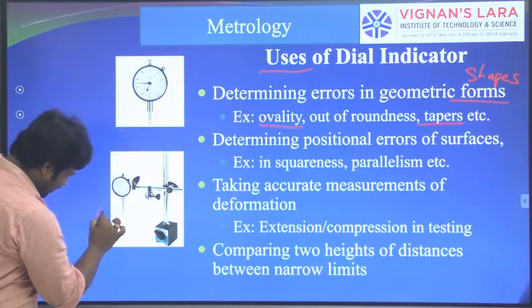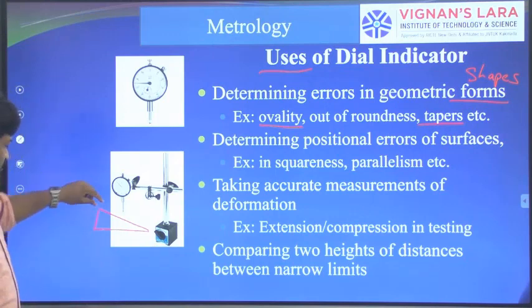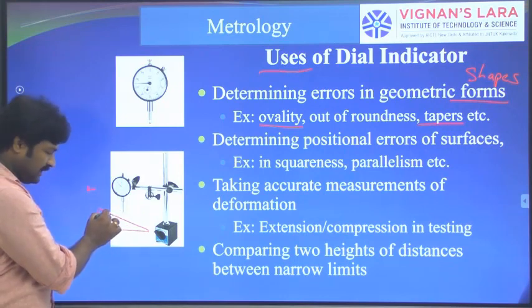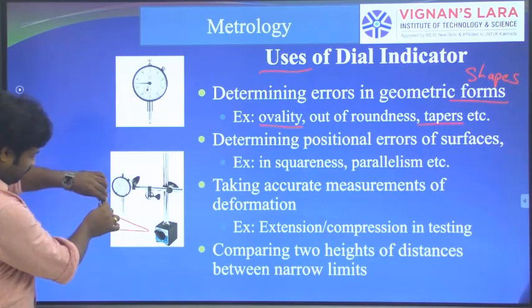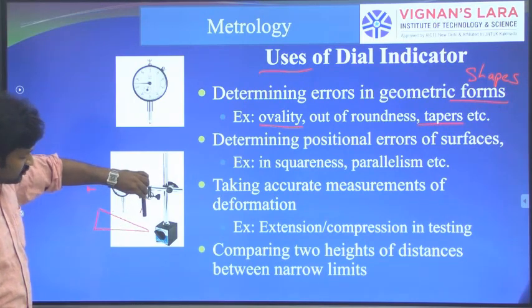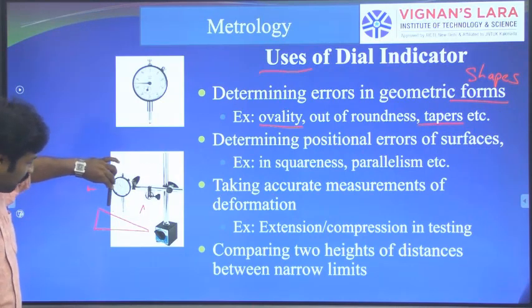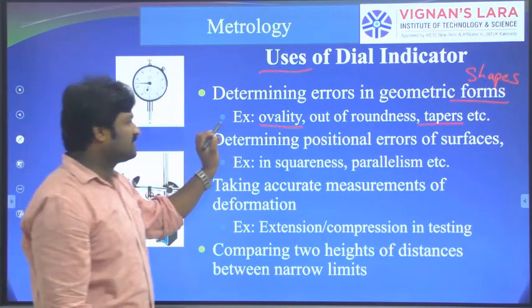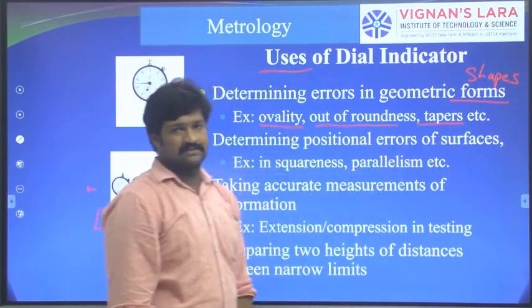If we place a component like this, it is having taper. If we move the dial indicator, the deflection will vary. If the dial indicator is at this point, it shows some deflection. If the pointer is moving, then it shows zero deflection, as well as negative deflection. If it is moving in a direction, it can identify the taper also. So by means of this, we can identify ovality, it means out of roundness or tapers.